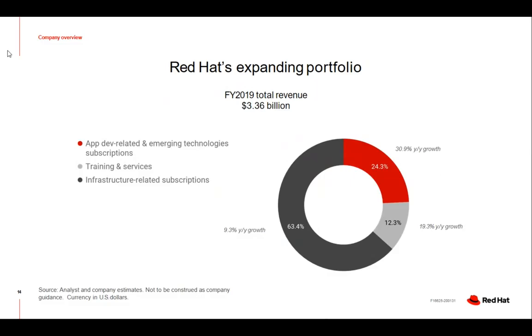And which is supposed to go. Now, if you look at the growth, it is 30.9% year on year growth, which means the companies are focusing a lot on the customer experience by having modernized applications.